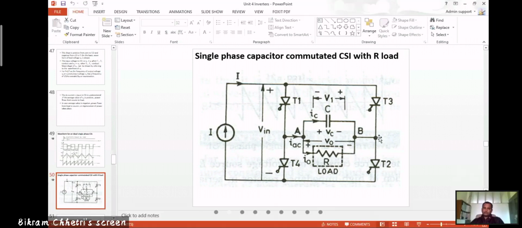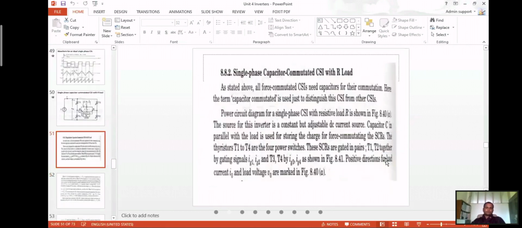Similar to what we have seen in the previous CSIs, it also has 4 thyristors. Just to differentiate this, we call it a capacitor commutated CSI. In this one, all force commutation CSIs need capacitors, because force commutation requires capacitors for commutation. So capacitor commutated is used just to distinguish these CSIs from the other CSIs.